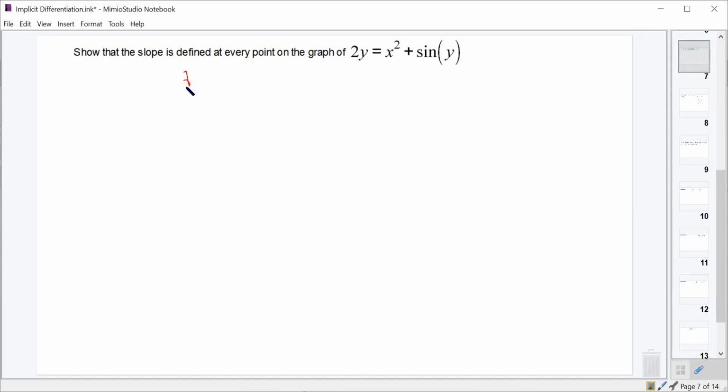What are we going to do? We're going to take the derivative with respect to x of both sides. So 2y on the left and the derivative with respect to x of x squared plus sine y on the right. And on the left, the derivative of 2y should become what?